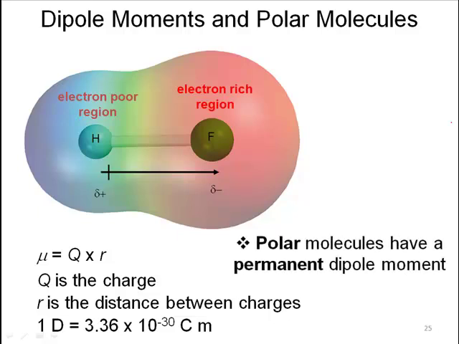Polar molecules have a permanent dipole moment. So if a molecule is polar, its dipole moment will stay the same. It doesn't matter what's happening to it. Okay? In an NMR machine, you're going to be altering the dipole moments of other molecules usually, not just the polar ones.